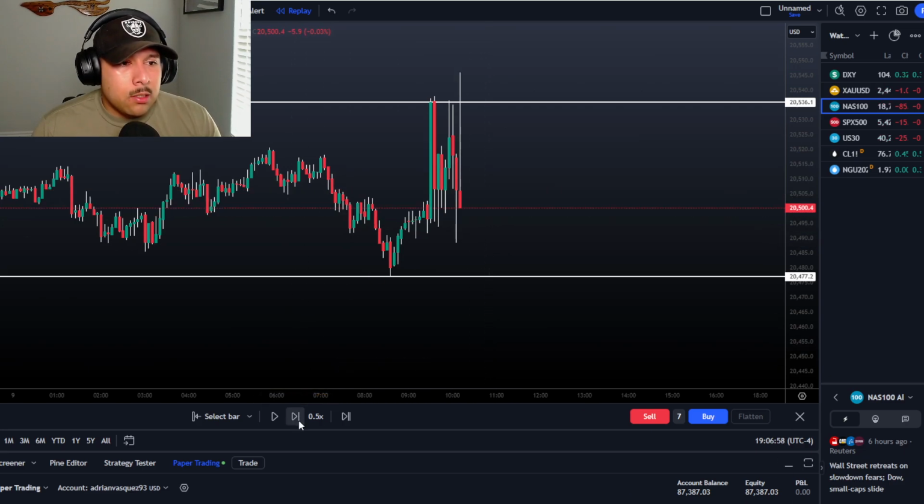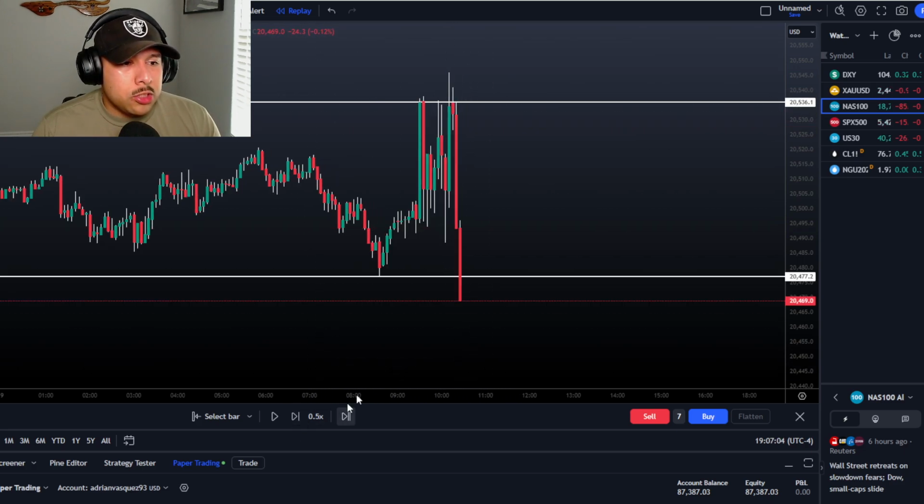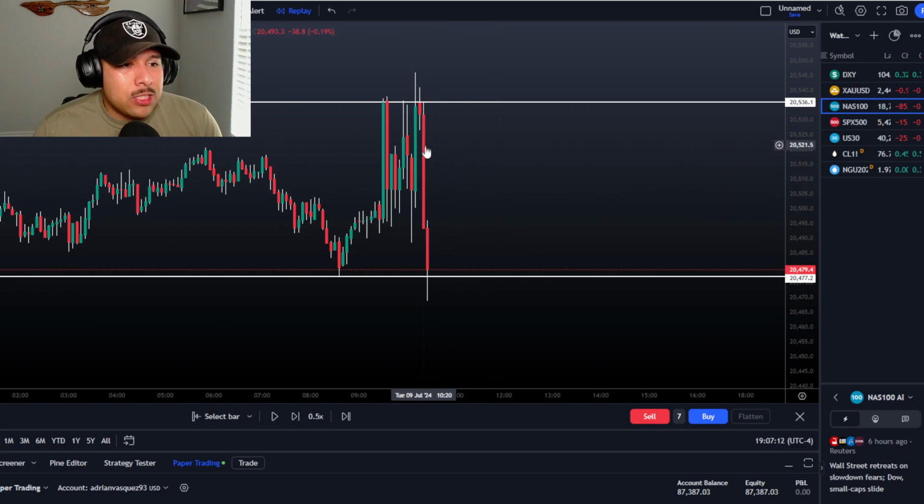If you can see here, we have a retest to our area of interest, and then we're starting to get this push to the downside. We have three long engulfing bearish candles, and it leaves an inefficiency between the first candle and the third candle.